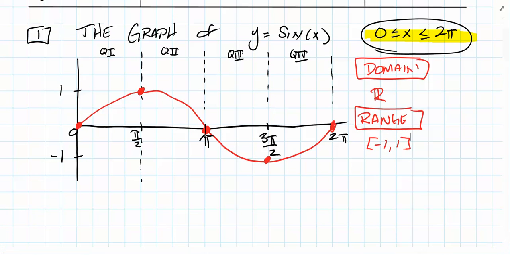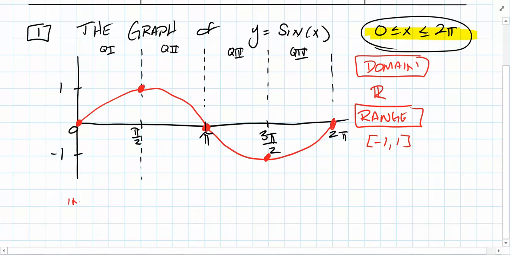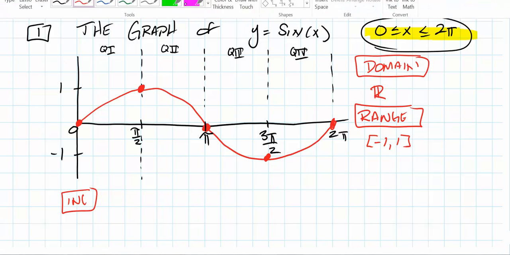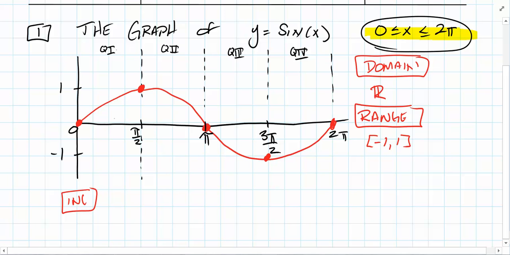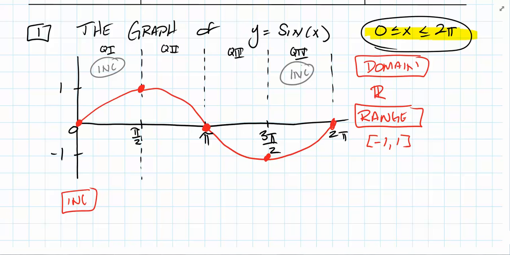Let's talk about increasing and decreasing. Where is this graph increasing? Yeah, so it's increasing here, right? It's increasing in this quadrant. Where else is it increasing? Yeah, very good. So how could I describe those points using interval notation? Parentheses 0, comma, pi over 2.